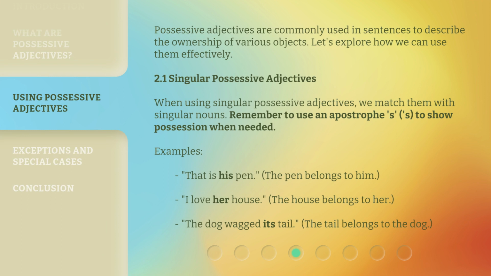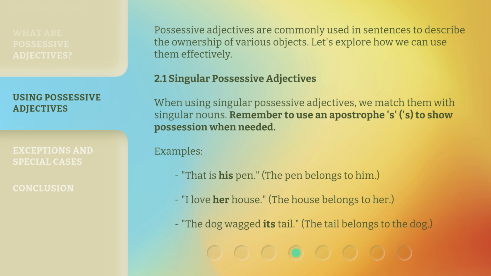Possessive adjectives are commonly used in sentences to describe the ownership of various objects. Let's explore how we can use them effectively. 2.1 Singular possessive adjectives. When using singular possessive adjectives, we match them with singular nouns. Remember to use an apostrophe s to show possession when needed.